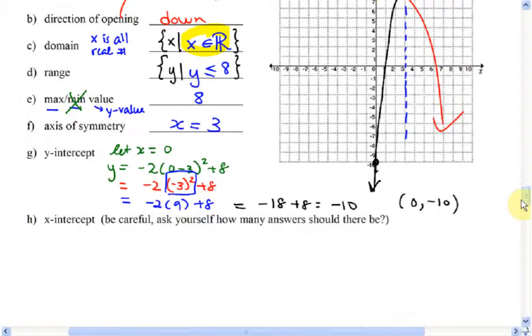And then the hardest one, the x-intercept. How do we find the x-intercept? Y is 0. Good. Let y equal 0, and let's solve. So 0 equals -2, bracket x minus 3 squared, plus 8. And then we get to something that's quite interesting. How do you want to solve this? Multiply it back in and factor.